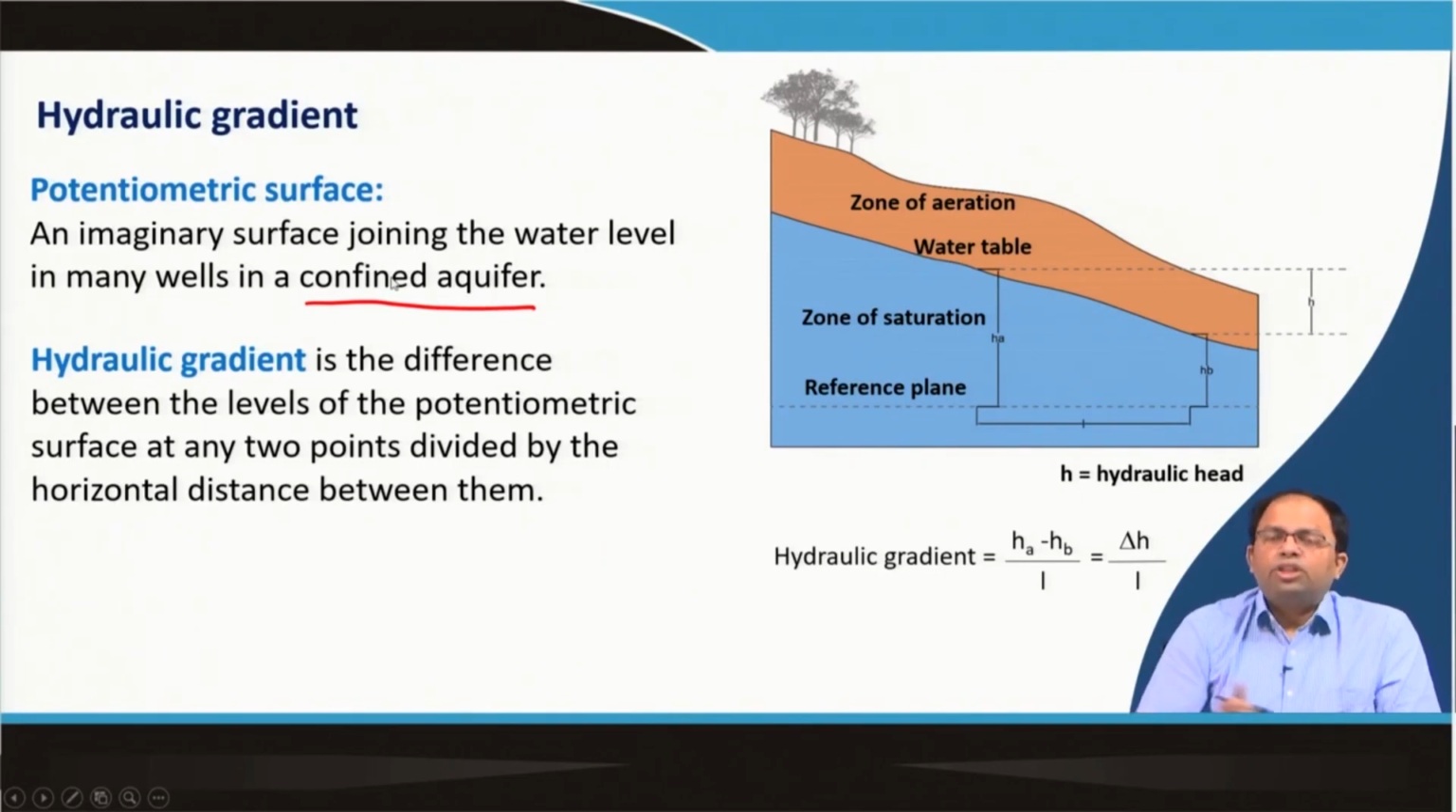is called the potentiometric surface. So, this is the potentiometric surface. As you can see, the water table is at different heights at different zones. So, if I dig a well over here, I will get water at this level. If I dig over here, we will get water over here, right.